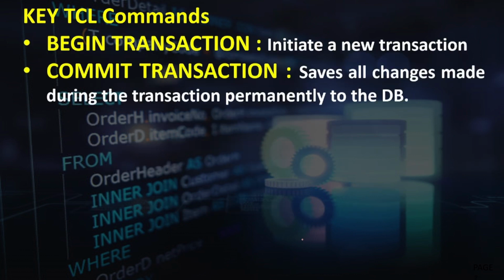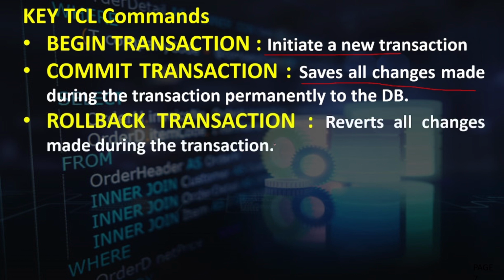Finally, we are going to the transaction commands. We have begin transaction, which initiates a new transaction. We have commit transaction, which ensures that whatever changes you have made will be finally saved permanently to the DB. And we have rollback. Rollback transaction ensures that whatever changes you have made will be undone, and you will come back to the previous state.